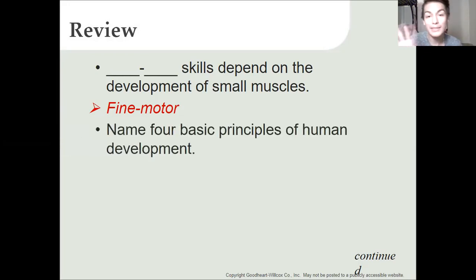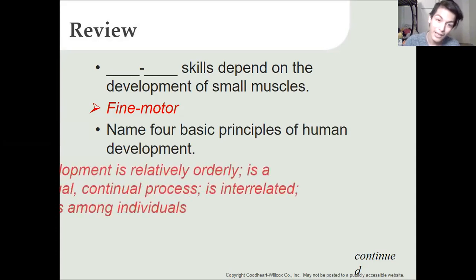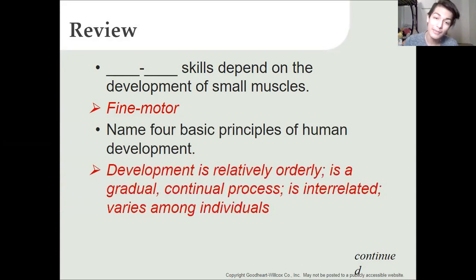Name 4 basic principles of human development. Remember, I told y'all to keep these 4 in mind because these are very critical. What were those 4? If you said development is relatively orderly, is a gradual, continual process, is interrelated, or varies among individuals, you are correct. Good job, you guys.